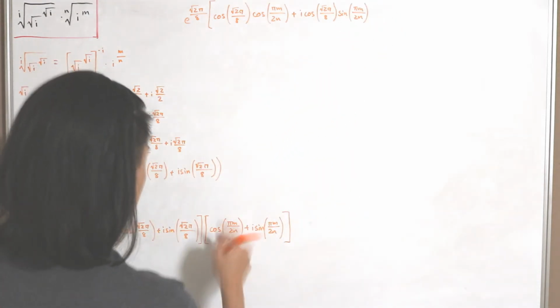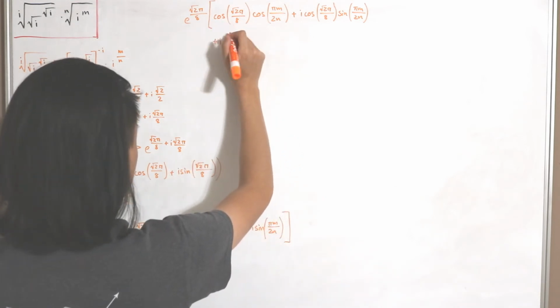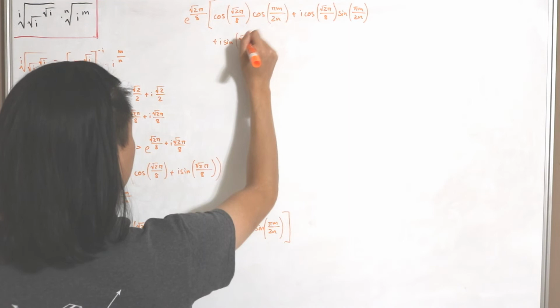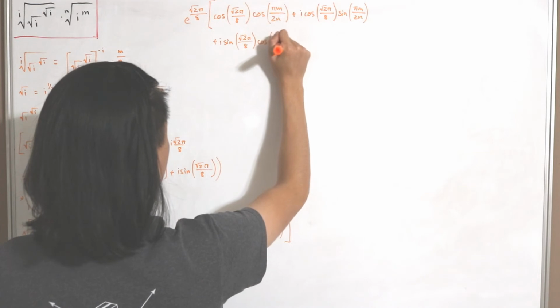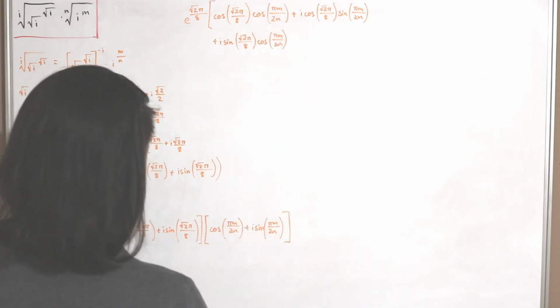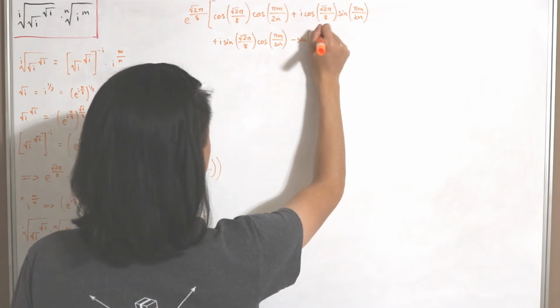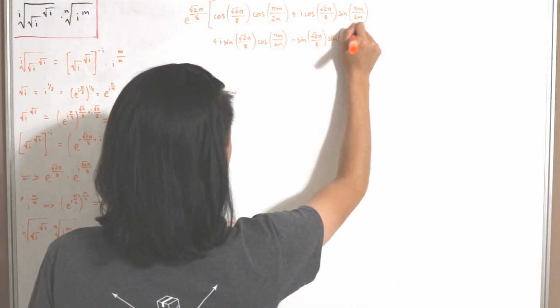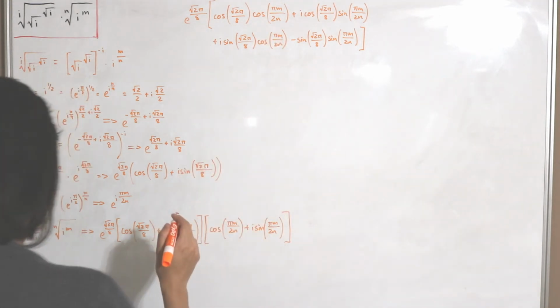Now next would be over here. So we have plus i times sine of square root of 2 pi divided by 8 multiplied with cosine of pi m divided by 2n. And now next is i times i, so we have a minus, since i squared is minus 1. So then this is sine of square root of 2 pi divided by 8, times sine of pi m divided by 2n.